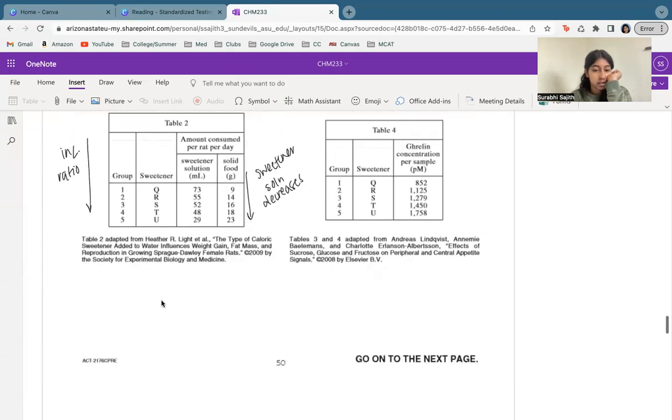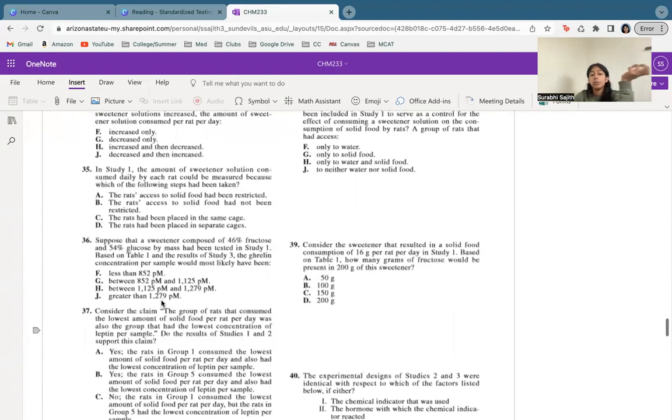Blood collected. Awesome. All right, so let's go back. So how are we able to understand the amount of sweetener solution consumed each day?